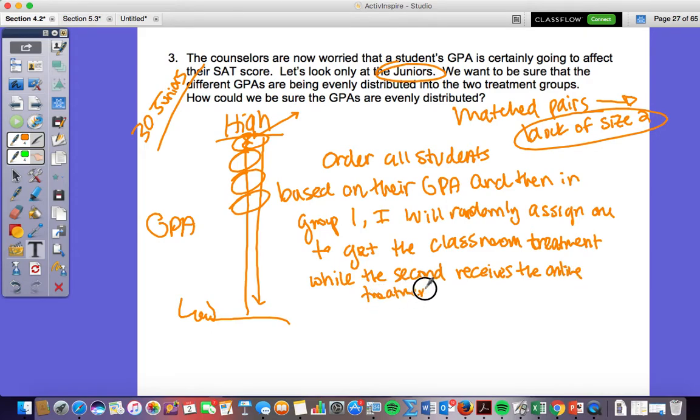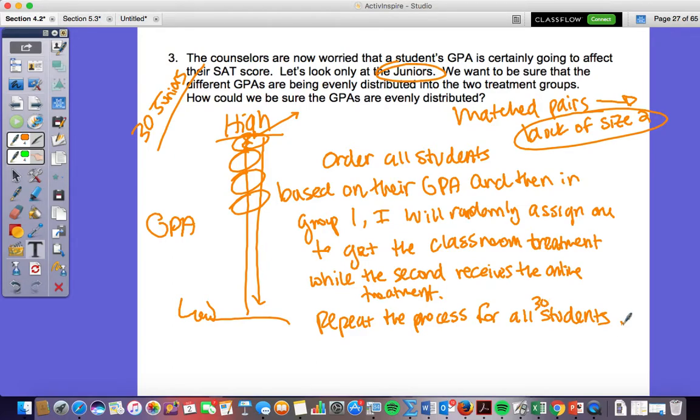What will I do for all 30? When I repeat this, how many times would I have to repeat this? 15. It'd be 15 total, right? So I would repeat this process for the next 2 highest students, and so on and so forth. So if you want to just put that down, I would repeat the process for all students within the junior class, or that I'm sampling for all 30 students. Okay? All right. Does that make sense?